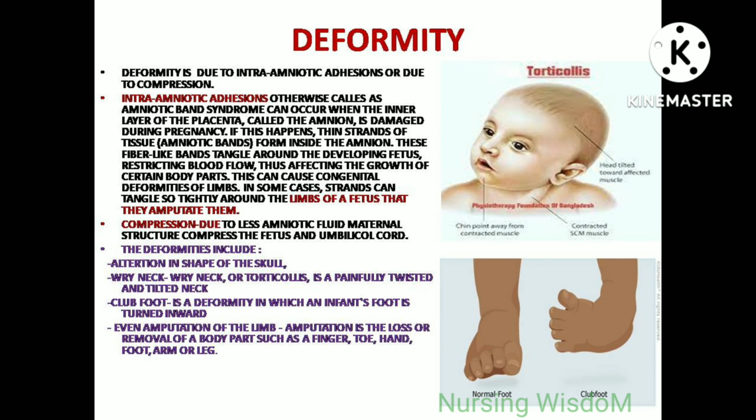Compression: due to less amniotic fluid, maternal structures compress the fetus and umbilical cord. The deformities include alteration in shape of the skull. Wry neck, otherwise called torticollis, is a painful twisted and tilted neck. Next is clubfoot, a deformity in which an infant's foot is turned inward. Next is amputation of the limb. Amputation is the loss or removal of a body part such as a finger, toe, hand, foot, arm or leg.